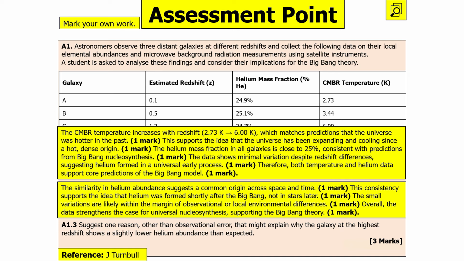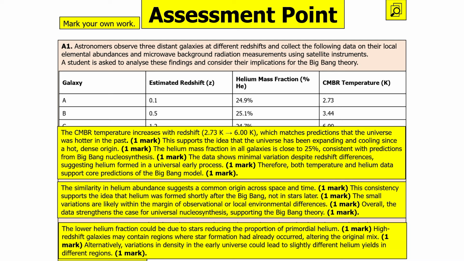The similarity in helium abundance suggests a common origin across space and time. This consistency supports the idea that helium was formed shortly after the Big Bang, not in stars later. The small variations are likely within the margin of observational or local environmental differences. Overall, the data strengthens the case for universal nucleosynthesis, supporting the Big Bang theory.